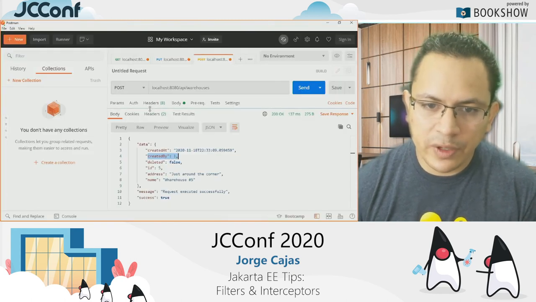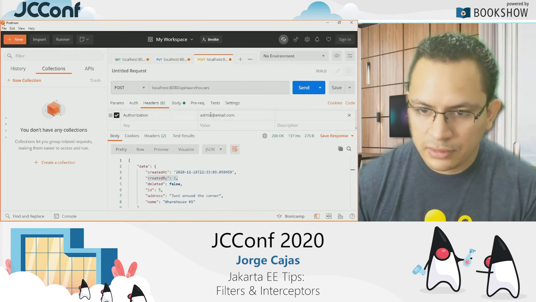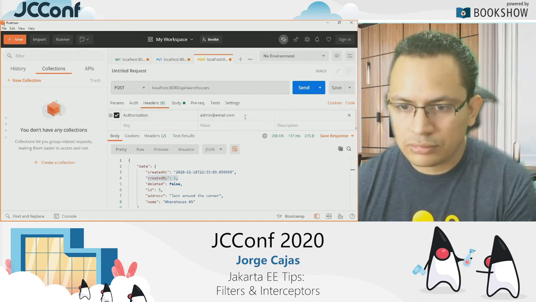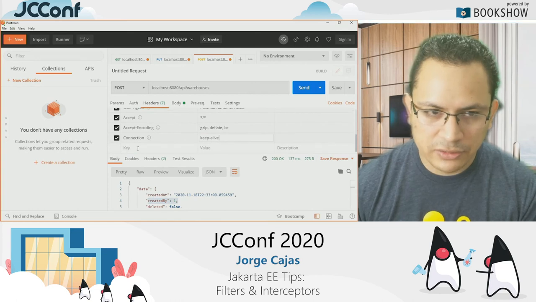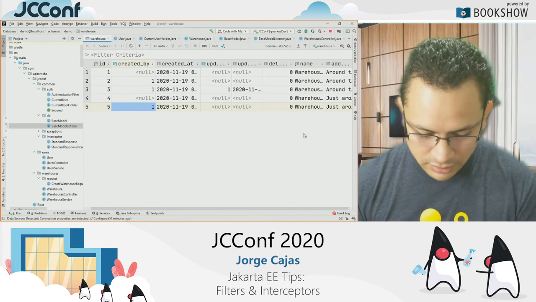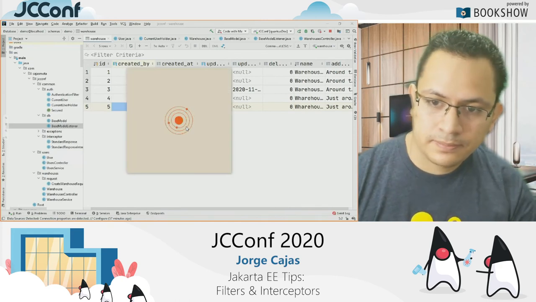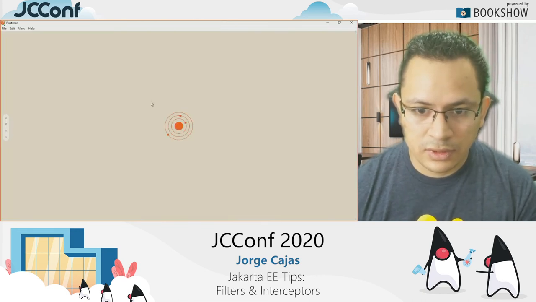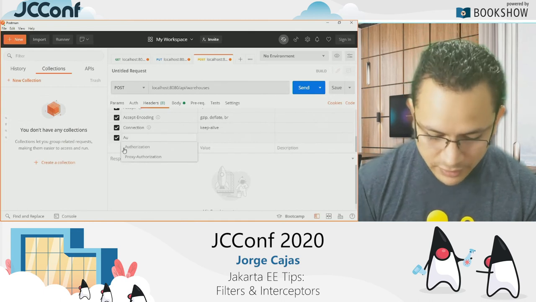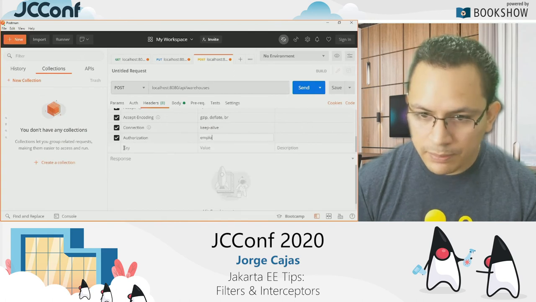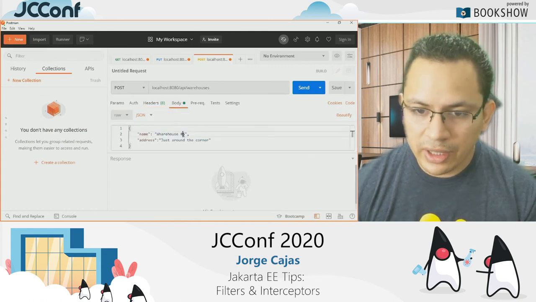So let me create another one, but this time we're going to change the user. The user is not going to be the admin, it's going to be the employee. Let me just start Postman. Create a new authorization here, but this time it is going to be the employee user at mail.com, and this is going to be the warehouse number 6.